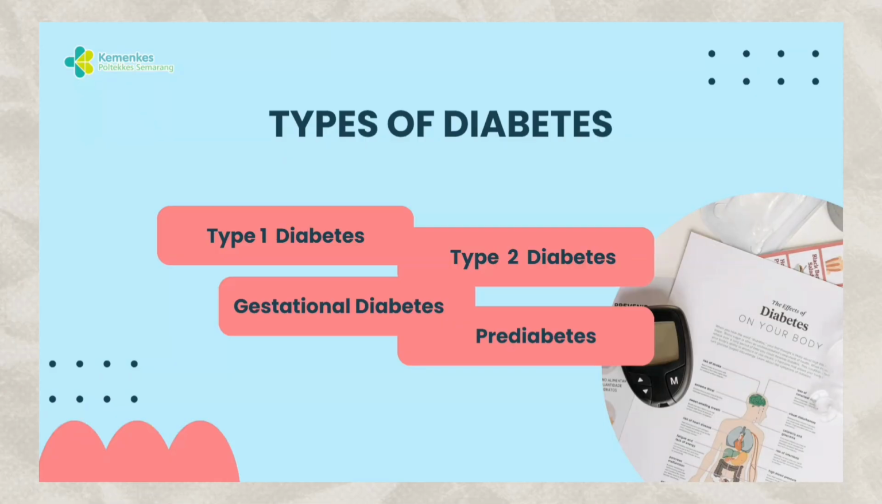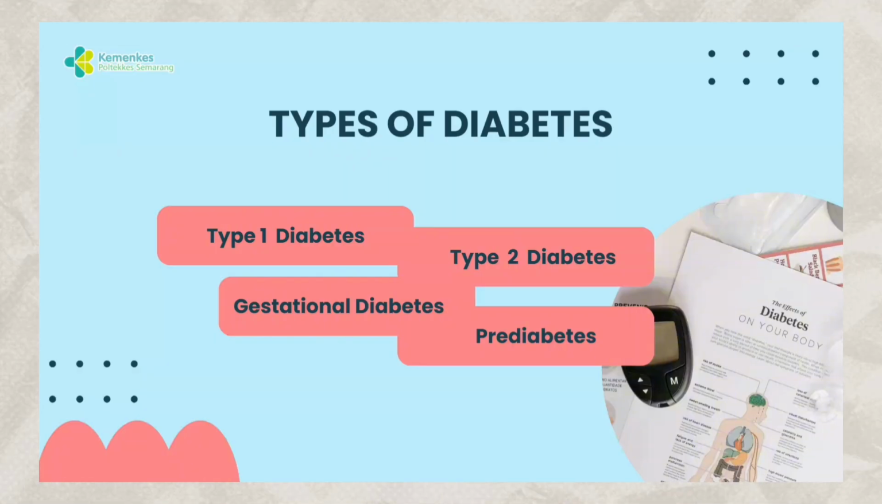Okay, the second is type 2 diabetes. This is the most common type of diabetes. In this condition, the body still produces insulin, but cannot use it effectively, which is called insulin resistance. Type 2 diabetes is often associated with an unhealthy lifestyle, such as lack of exercise, a diet high in sugar and fat, and obesity. And the third is gestational diabetes, which is diabetes that can occur during pregnancy.